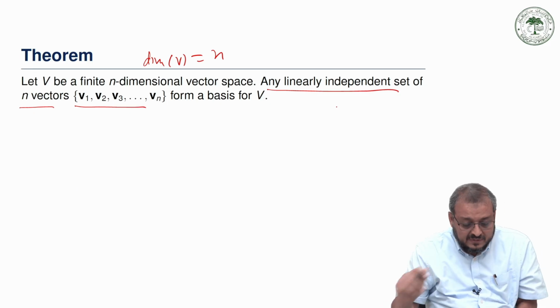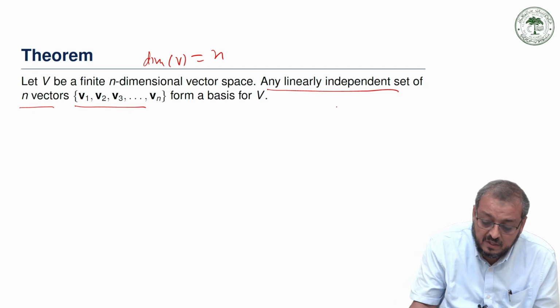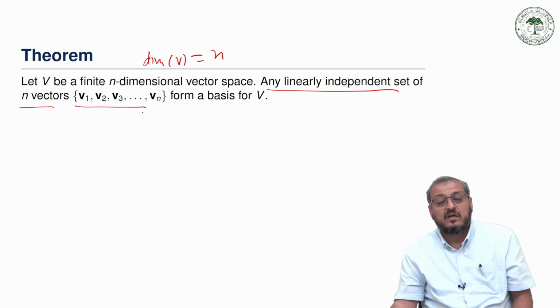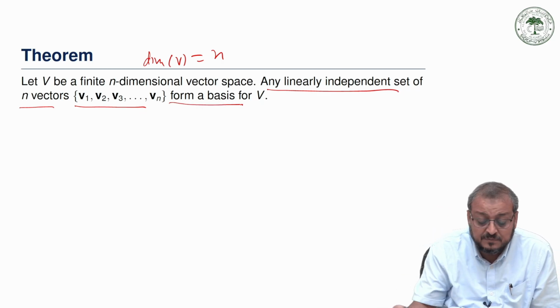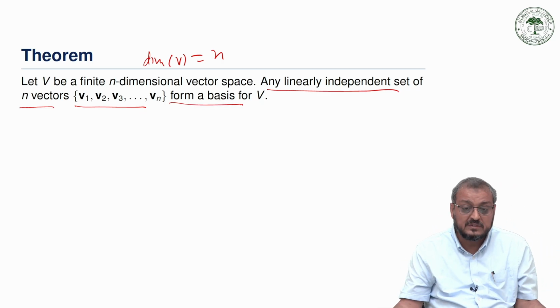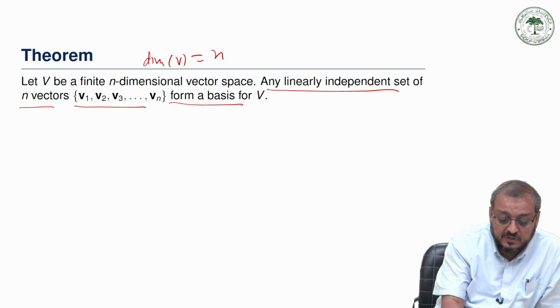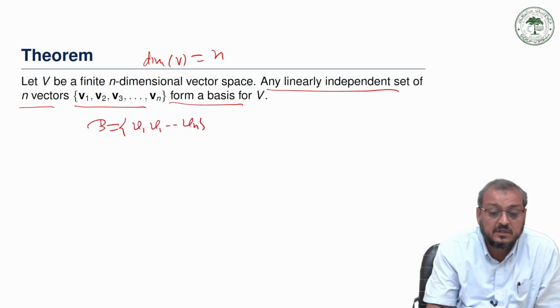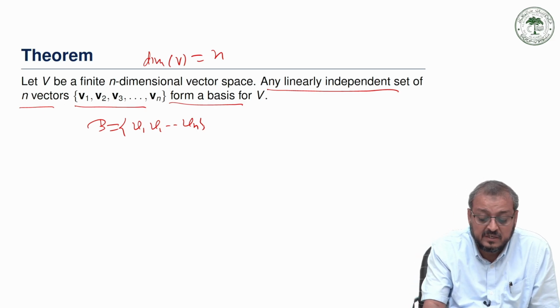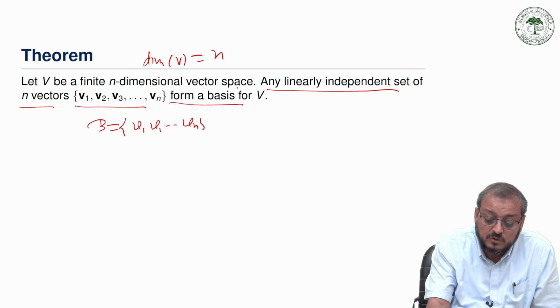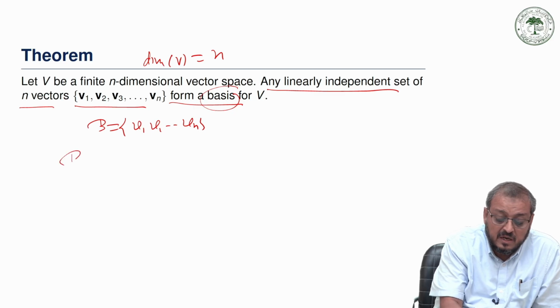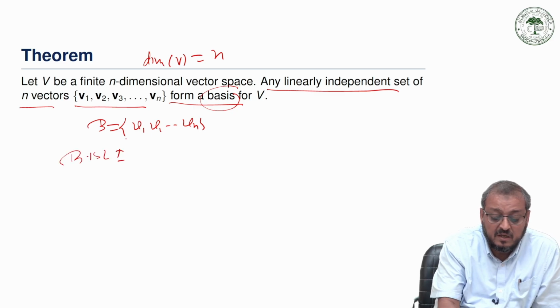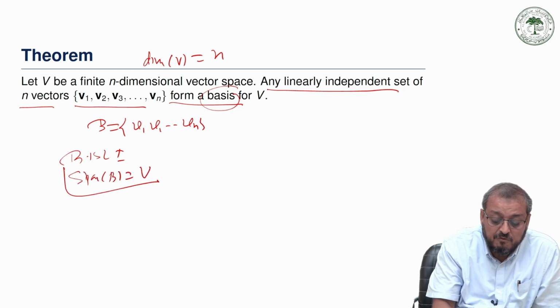We are given that this set of n vectors is linearly independent, but to form a basis we need to show that the span of B is equal to V, where B is equal to V1, V2, up to Vn. This is a set of n linearly independent vectors. B is automatically linearly independent, already given. Now we have to show that the span of B is equal to V.